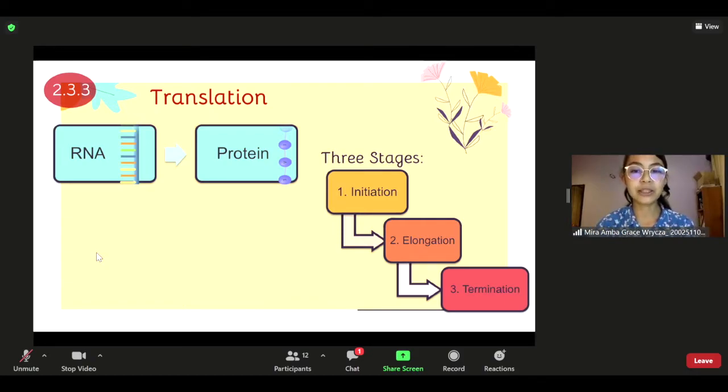Translation is the process where the cell converts information in an mRNA molecule into a protein molecule. There are three stages. First is initiation, where the first tRNA is attached to the start codon. Second is elongation, where the amino acids are combined into a polypeptide chain. And termination is when the finished polypeptide chain is released.